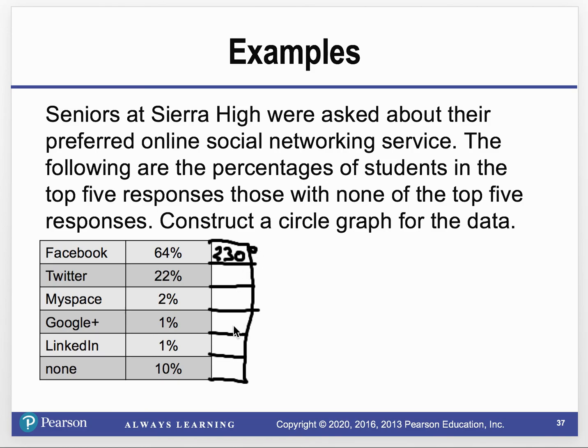0.22 times 360, 79.2 degrees. So rounding, I'll just say 79 degrees. 0.02 times 360 is 7.2 degrees, so 7 degrees. 0.01 times 360 is 3.6, so we're going to say 4 degrees here and 4 degrees there, and then 10% would be 36 degrees. Now I suggest you add these up.